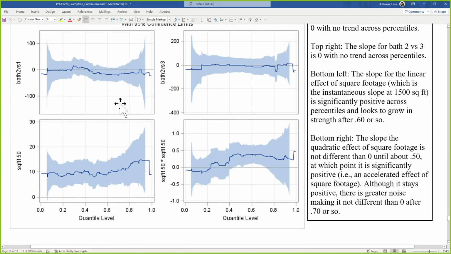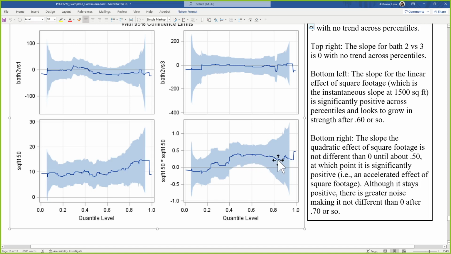Then we get things like this. So this is the quadratic term that seemed to be falling in and out of significance as we went across quantiles. What this plot is showing here in the bottom right is that there is a negative slope for the quadratic term in the cheap houses.